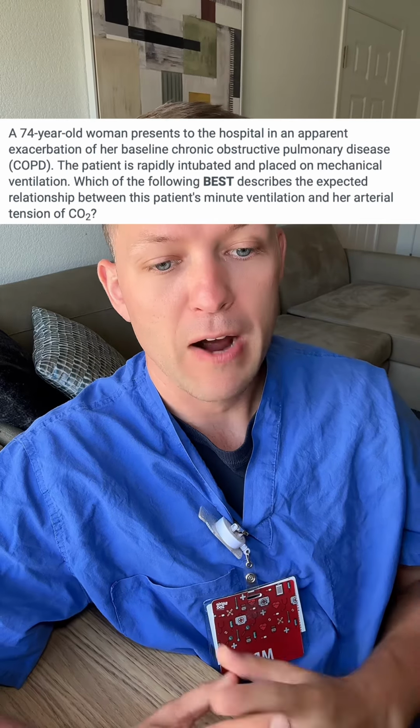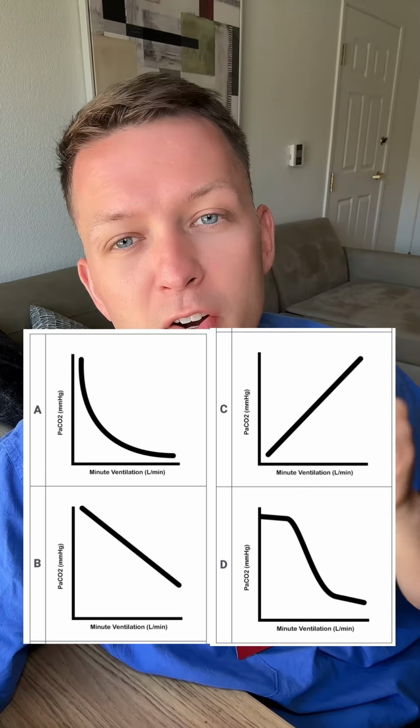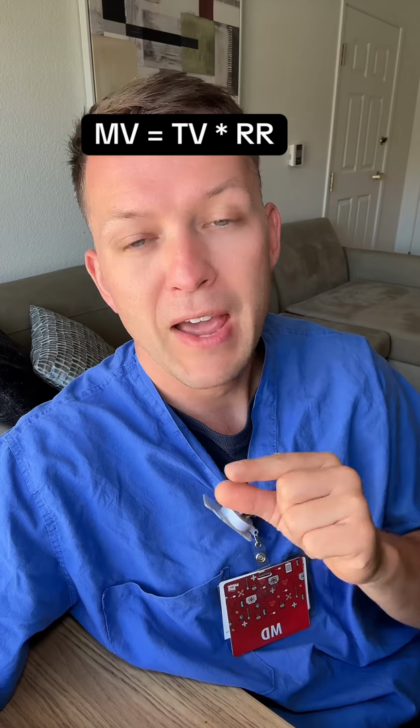And here are the 4 graphs. So we know as we increase our minute ventilation, or our respiratory rate and/or tidal volume, we are blowing off more CO2, effectively reducing our arterial concentration of CO2. So we expect the answer will be a graph that shows as minute ventilation increases, our CO2 decreases, right? So it's going to be some sort of negative slope.